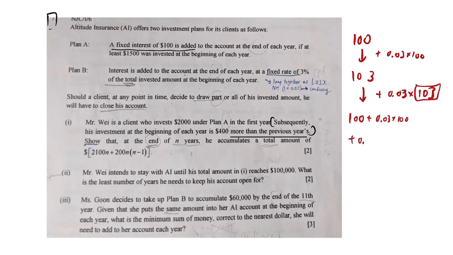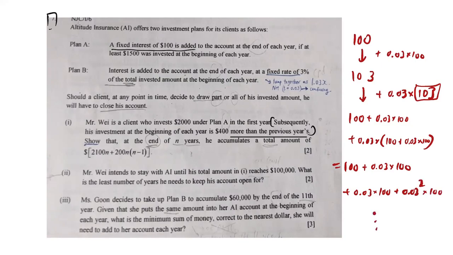Then plus 0.03 times 103. But 103 is actually nothing but just the previous amount of 100 plus 0.03 times 100. Then you can distribute. So you end up with 100 plus 0.03 times 100 plus 0.03 squared times 100. Is that okay? Yeah, then so on and so forth. You start to see the pattern already as a geometric series, right? Power 1, power 2.